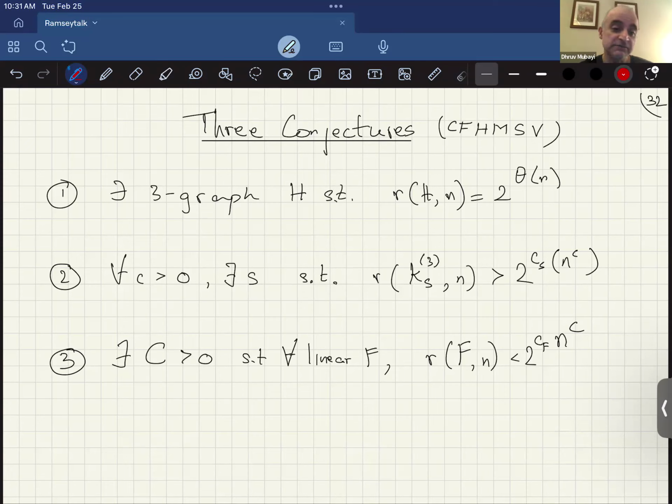The second one is very hard. It's about off-diagonal Ramsey numbers for fixed cliques.